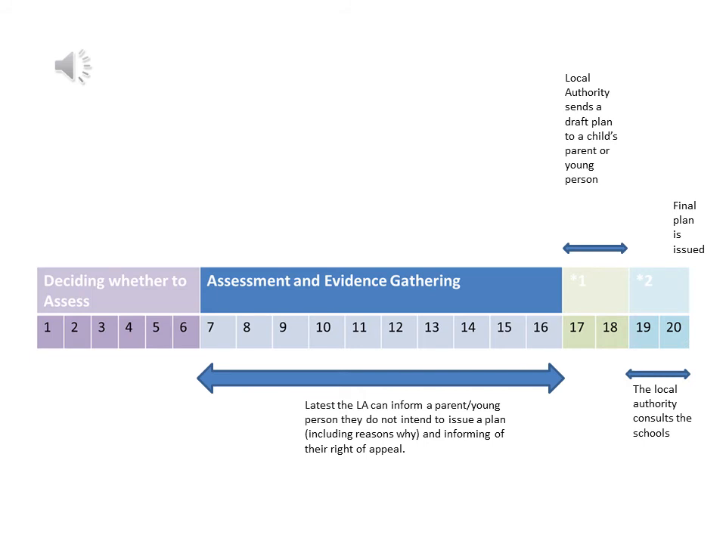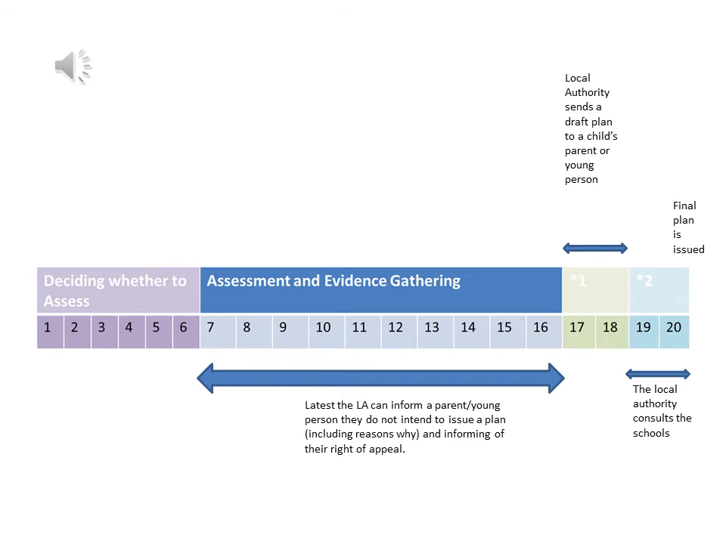An EHC plan is a legal document written by the local authority. It describes the special educational needs that a child or young person has and the help that they will be given to meet those needs. It also includes the health and care provision that is needed. You can read more about Rotherham EHC plans on the Rotherham local offer.